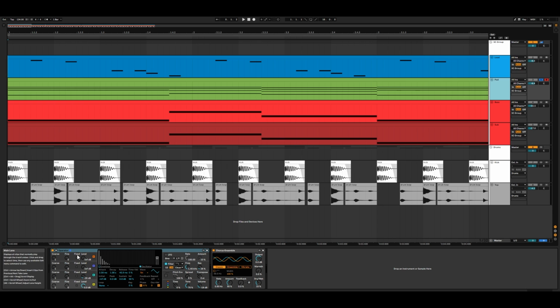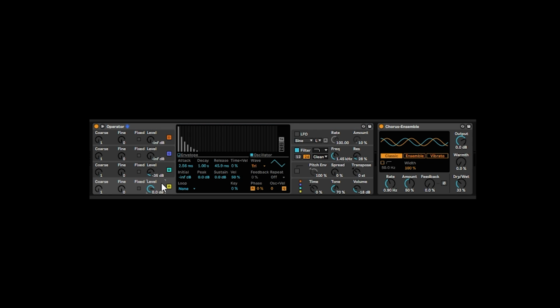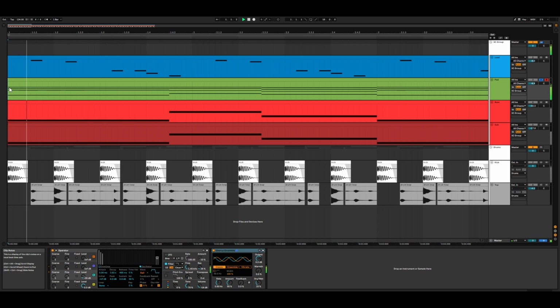Moving on to the pad, I used Operator, two oscillators, one being a triangle and one a saw wave. It's filtered, as well as a chorus ensemble at 33%. Sounds like this.